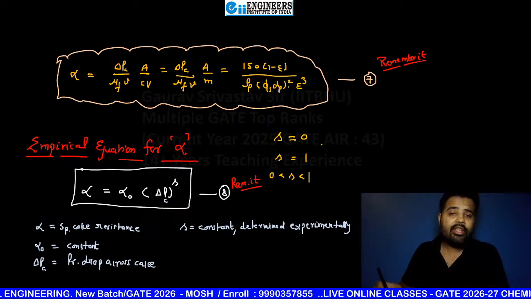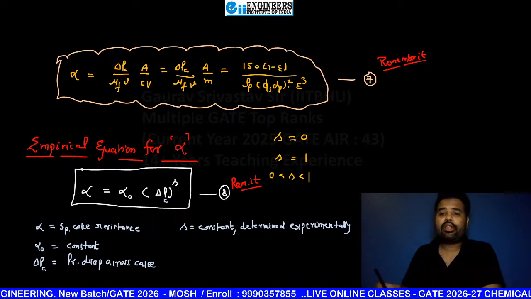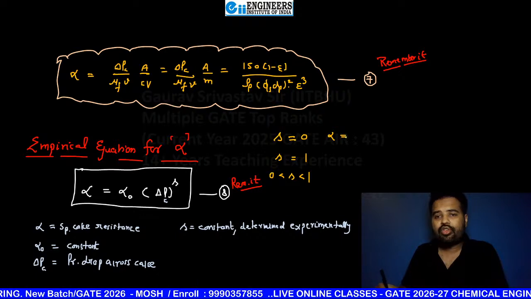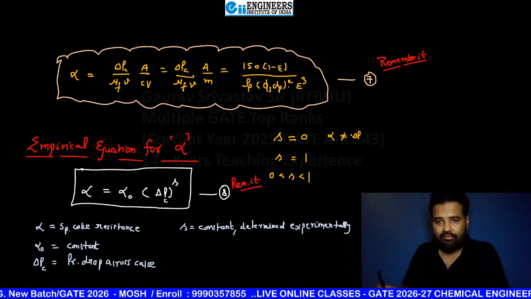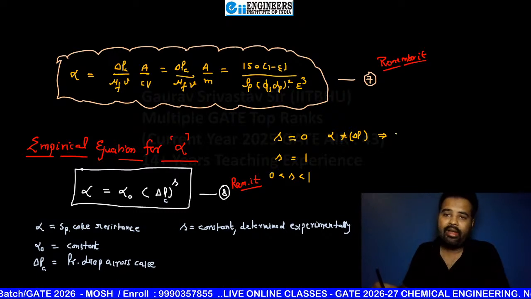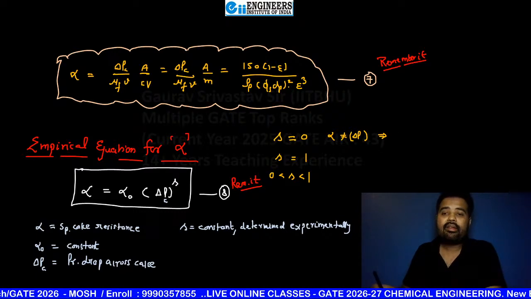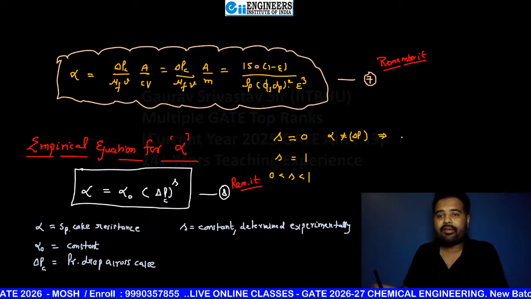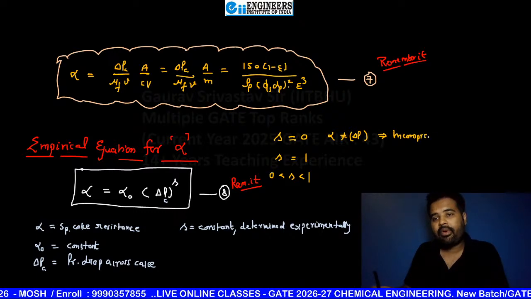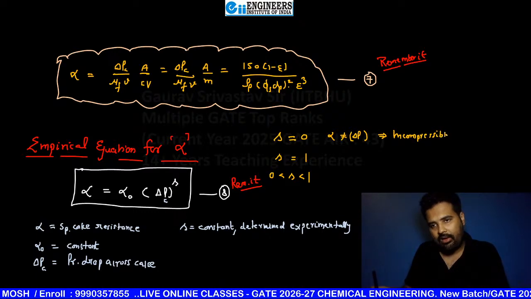Now if s is equal to 0, no need to worry here. Alpha is not a function of delta P. And in this case beta, your cake is known as an incompressible cake.